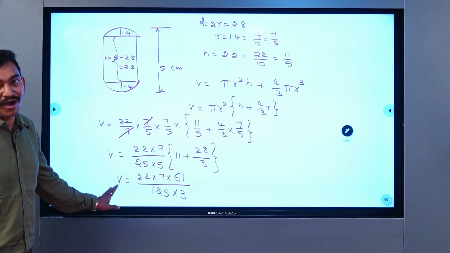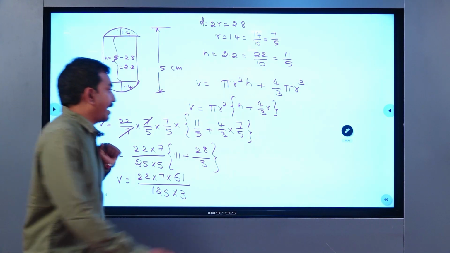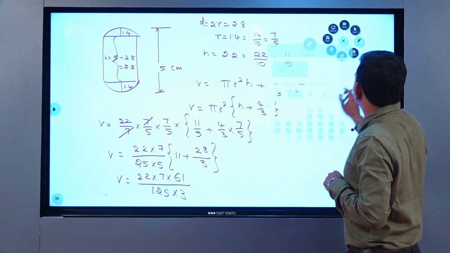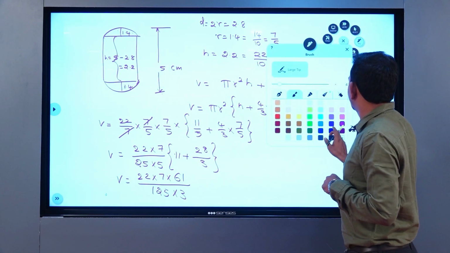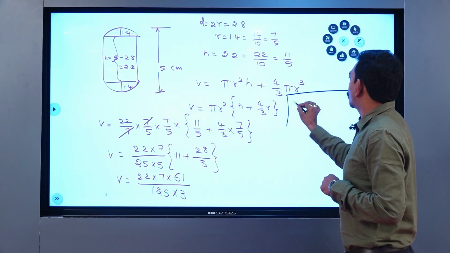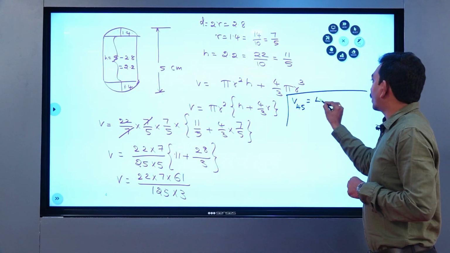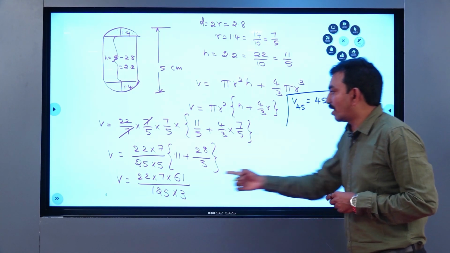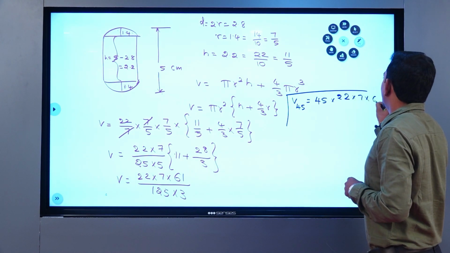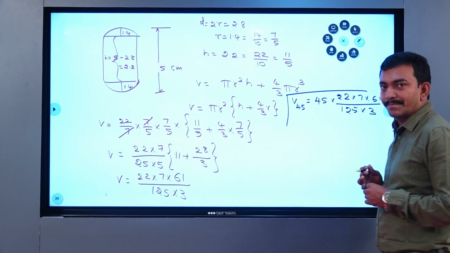Now we got the volume of one such gulab jamun. But we have 45 gulab jamuns, right? Let's go to further calculations. So, volume of 45 gulab jamuns would be 45 into, what is the volume of each gulab jamun? 22 into 7 into 61 by 125 into 3.